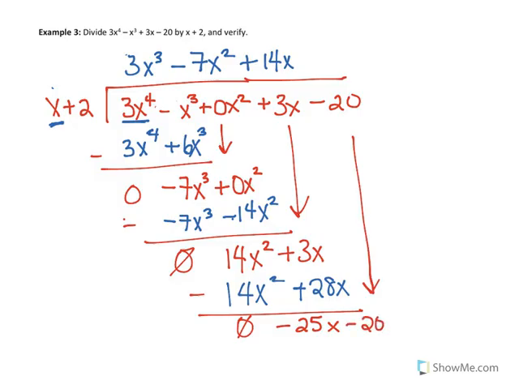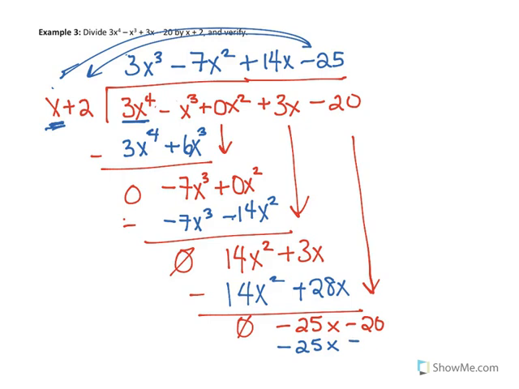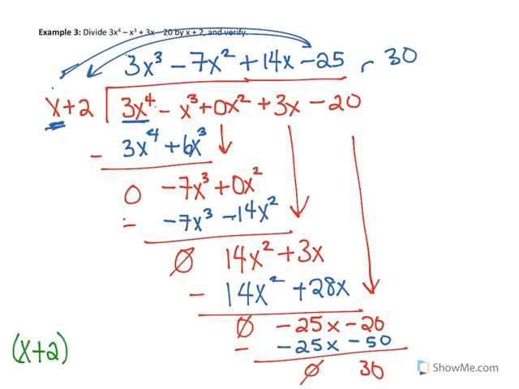Last step, we want to make this the same as negative 25x, so we're going to multiply it by negative 25. Distribute it in, we have negative 25x minus 50. Subtract these two things, we have 0. Negative 20 subtract negative 50 will become positive 30. So my remainder is 30. So I would rewrite this as x plus 2, that's my divisor, then the quotient, 3x cubed minus 7x squared plus 14x minus 25, plus the remainder.